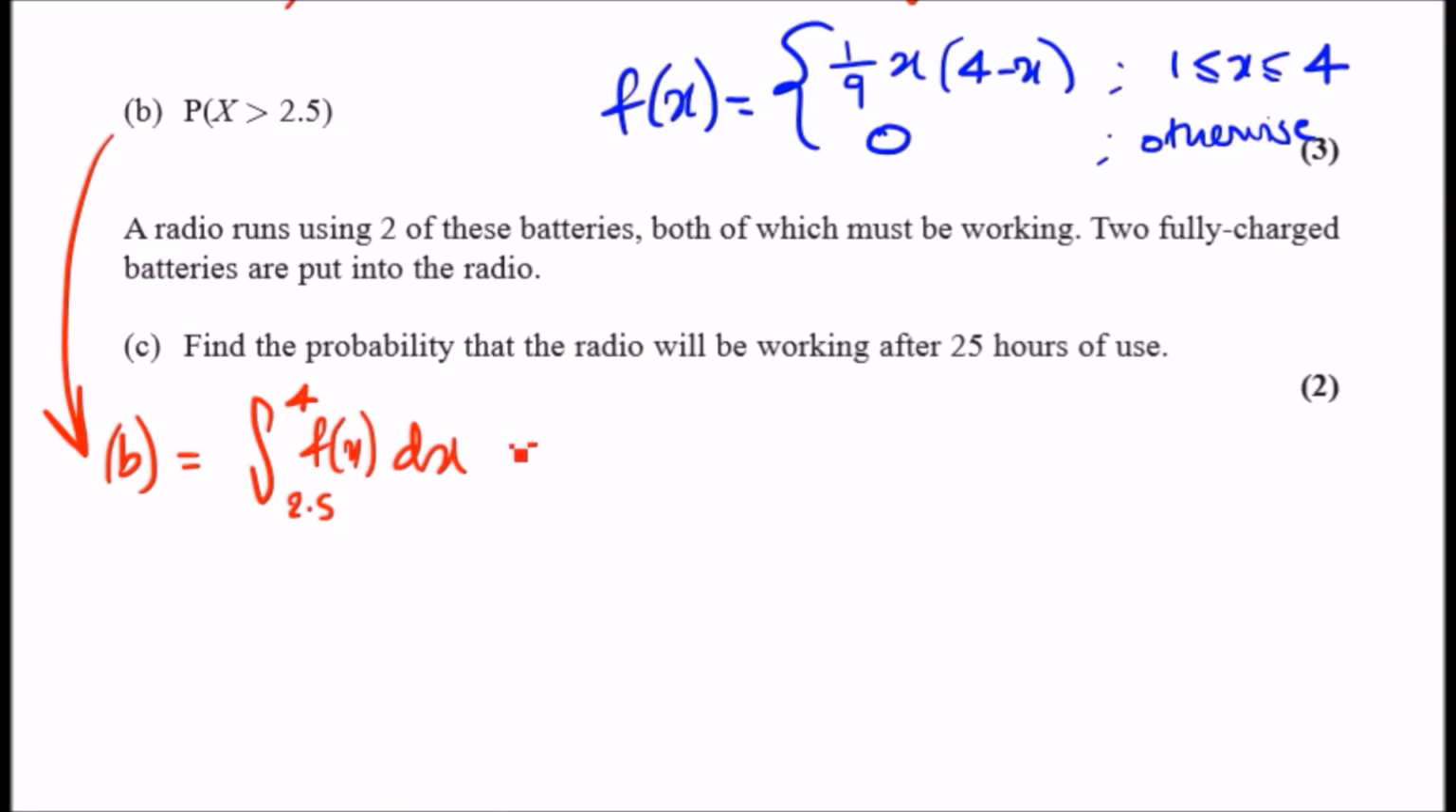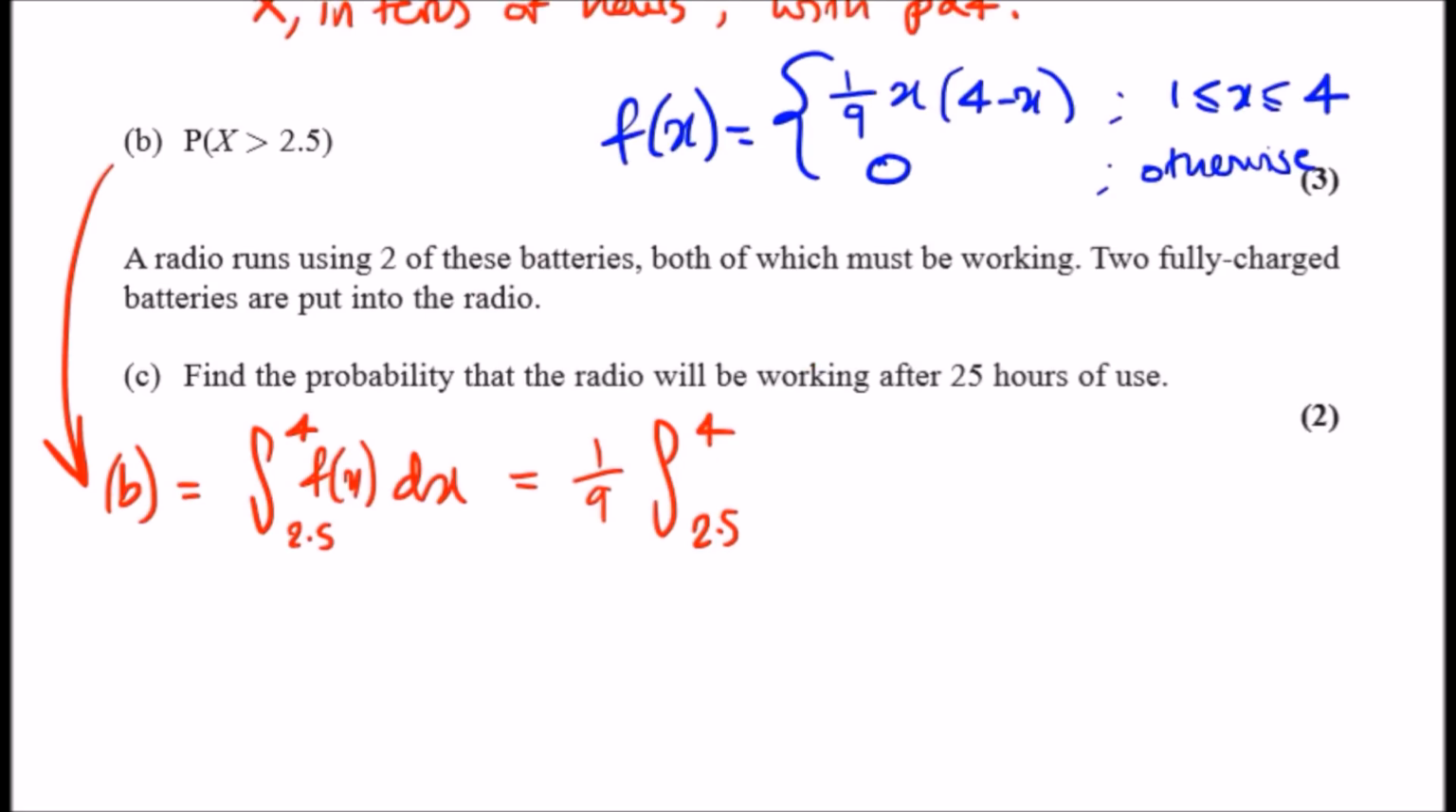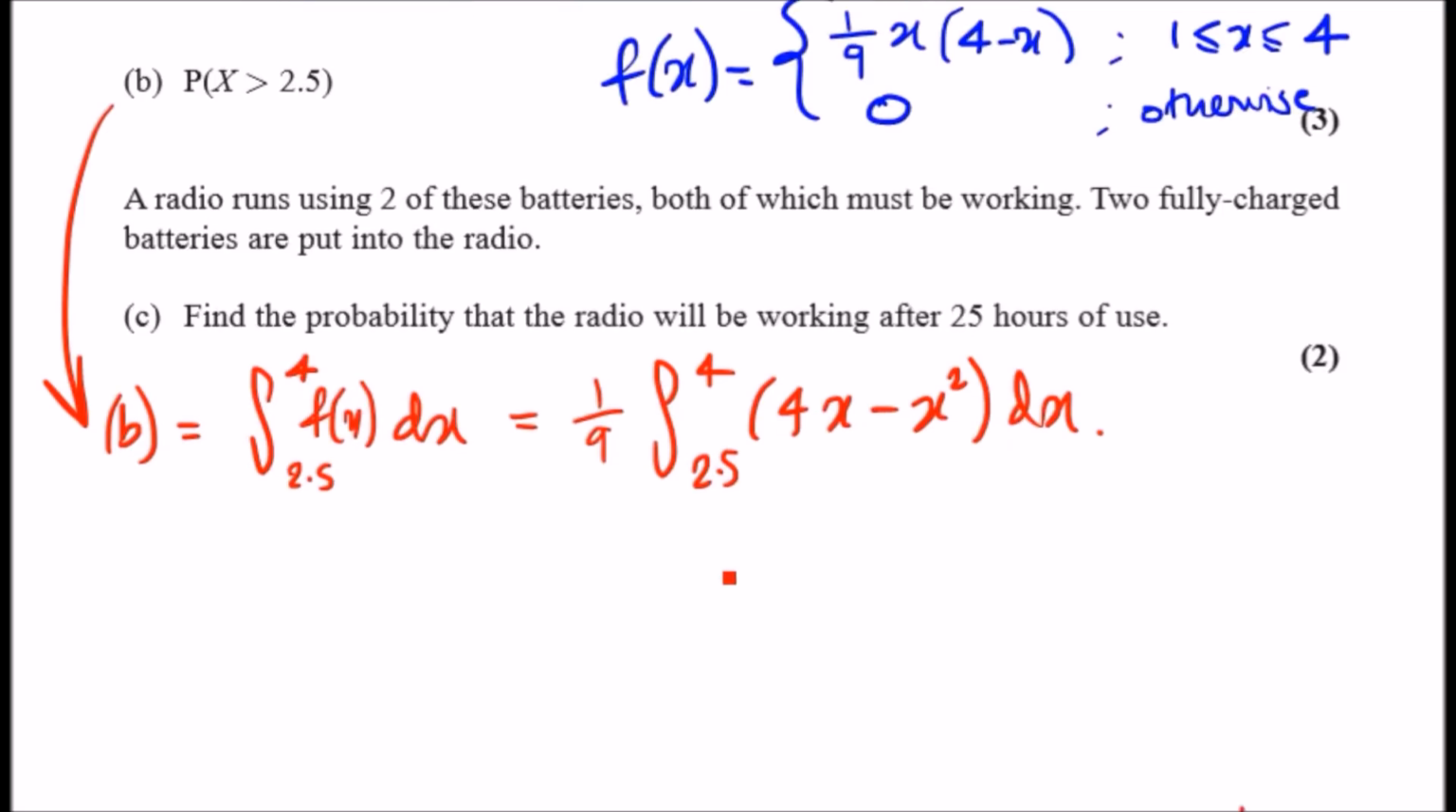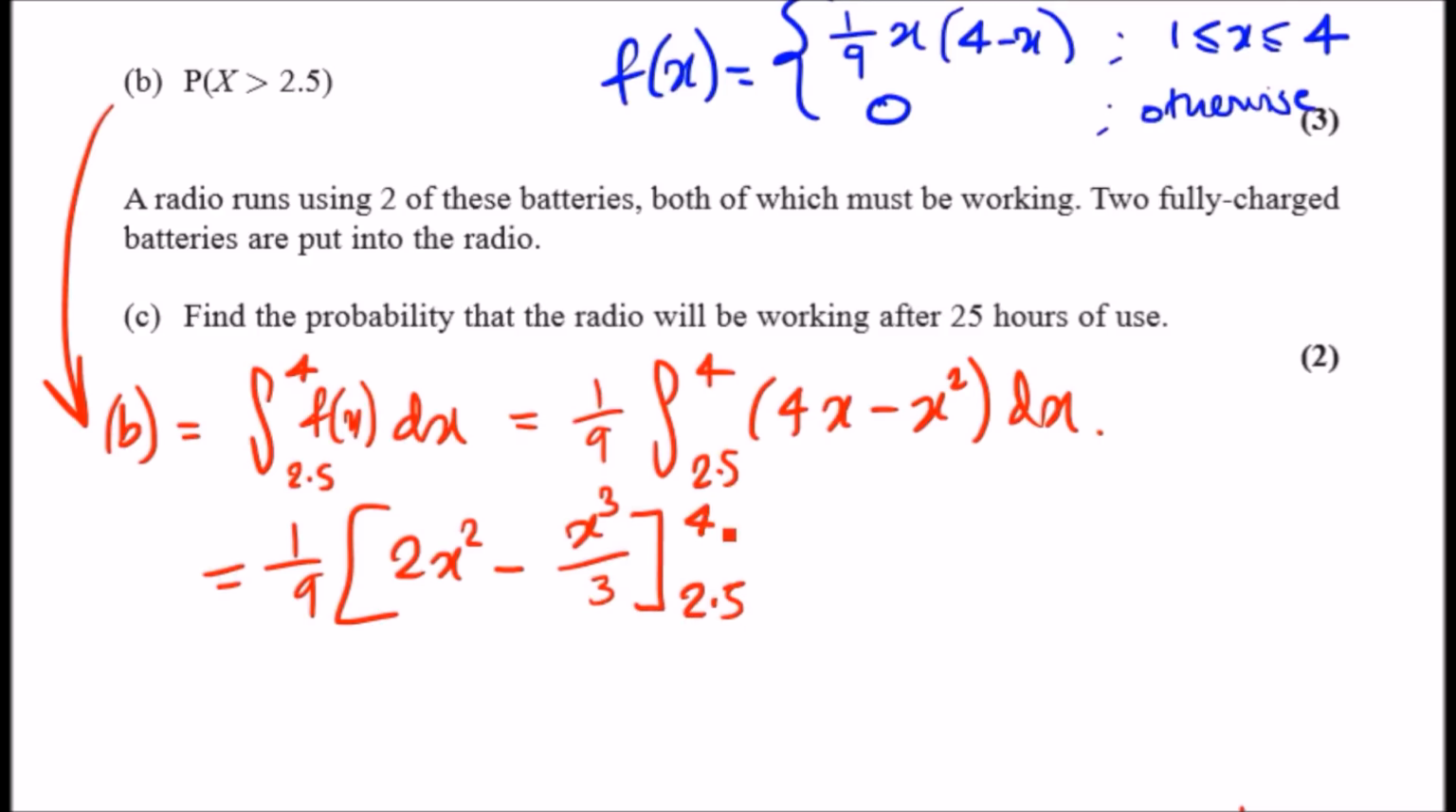Very easy. So firstly, I'll show you a nice trick. If you've got 1 over 9, just whip it outside like you did for part A, pop it outside, and you're going to have 2.5 to 4. Simplify this part, so x times 4 minus x would be 4x minus x squared dx. And this part's fine now. So let's do it. Integrating all of this, we should get 4x squared over 2. 4 over 2 cancels out, so you get 2x squared minus x cubed over 3. And you're going to evaluate from 2.5 to 4.